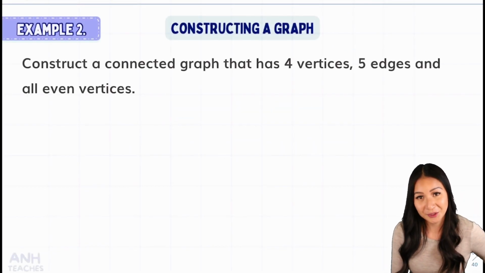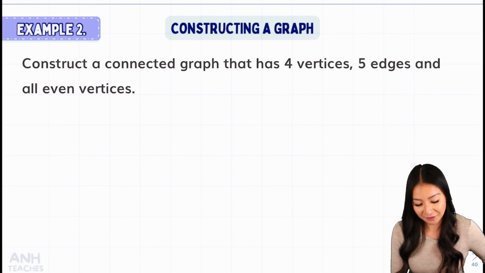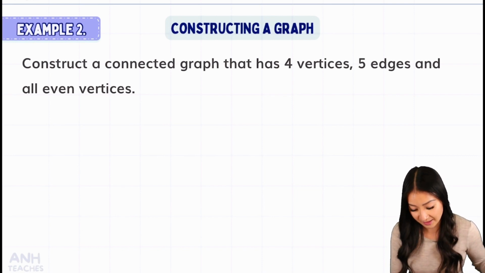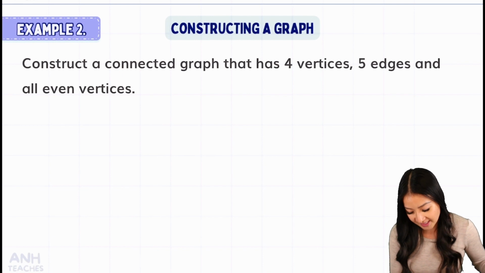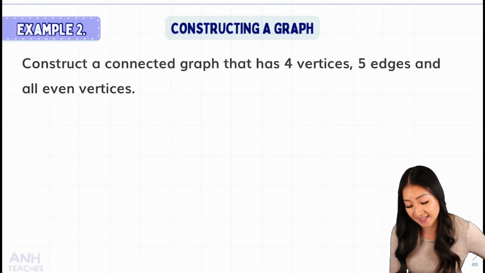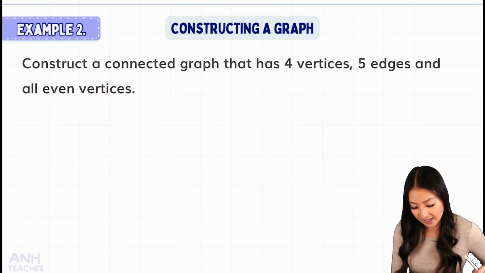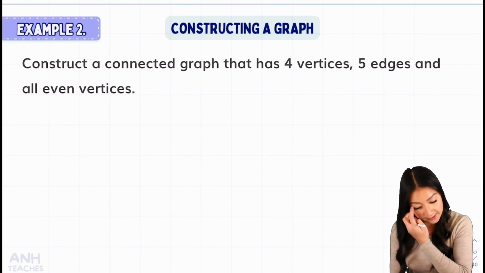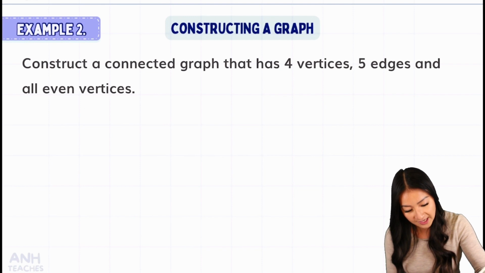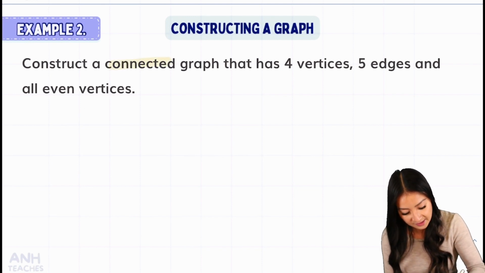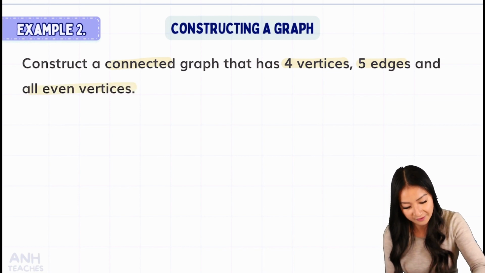Okay, example 2 here is all about constructing a graph given particular circumstances. So the question is asking us to construct a connected graph that has 4 vertices, 5 edges, and all even vertices. All right, few key words here: connected, 4 vertices, 5 edges, all even vertices.